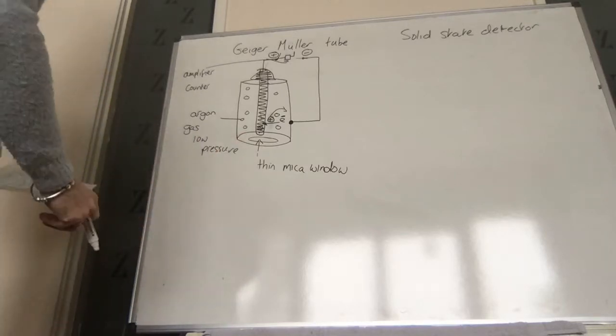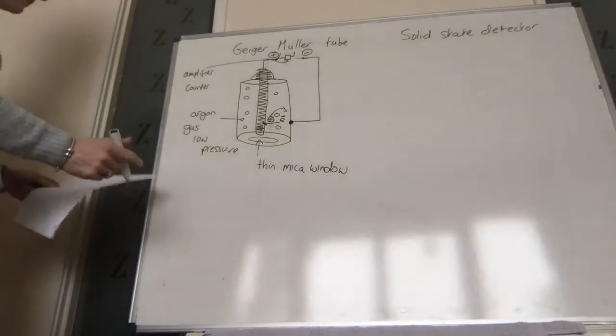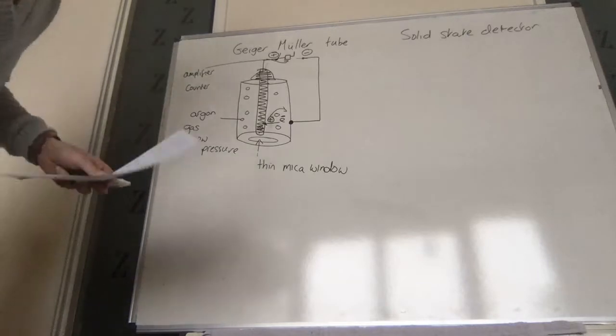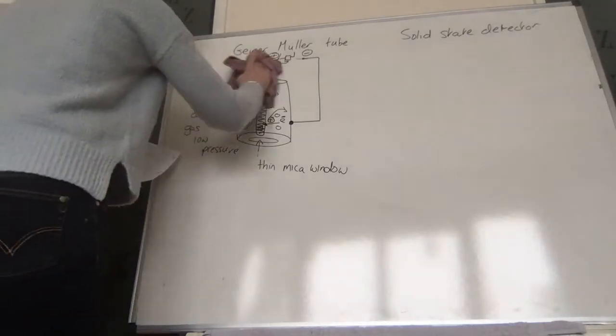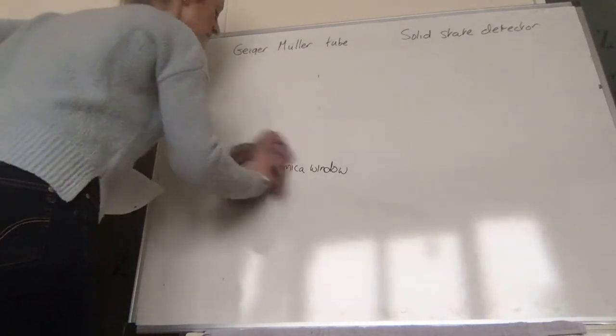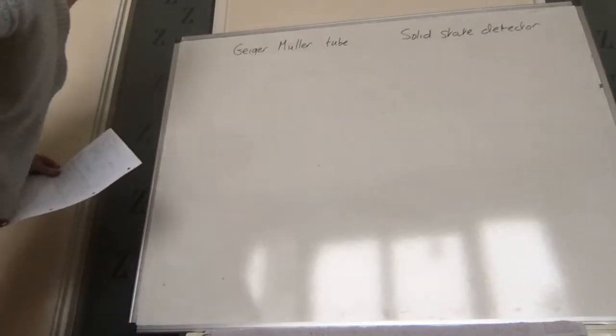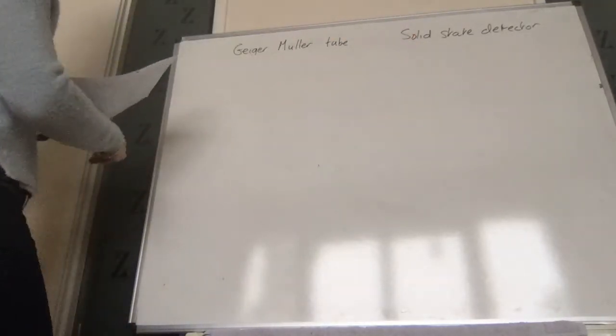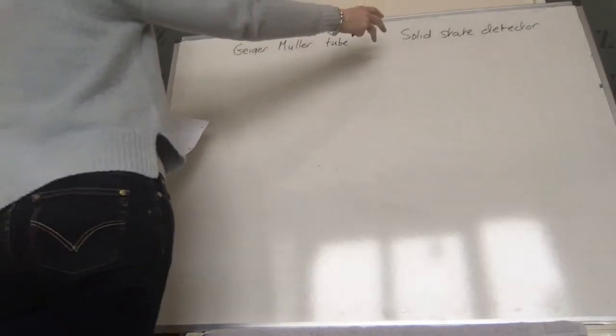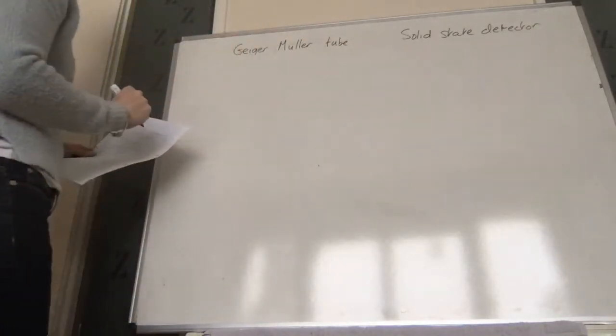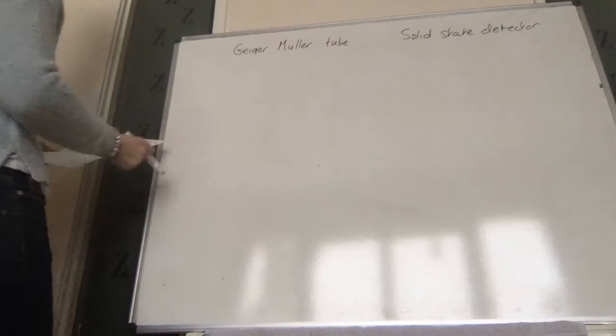Okay, now we need to talk about artificial radioactivity. I didn't mention, did I, that the solid state detector is the other type of detector for radiation, but you only need to know one.